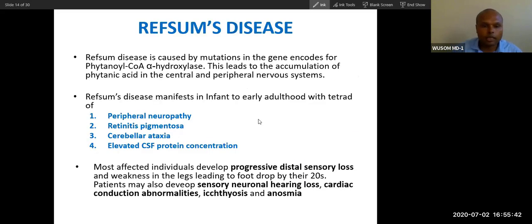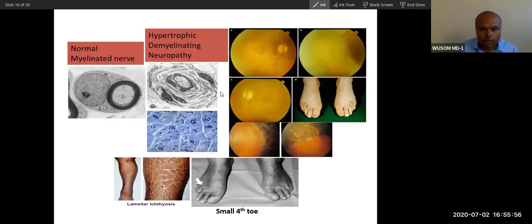Refsum disease is associated with peripheral neuropathy, retinitis pigmentosa, cerebellar ataxia, and elevated CSF protein. You can see these are the problems. You can see the patient has retinitis pigmentosa, lack of rod cells, and blindness. It will cause hypertrophic demyelination. This is a histological section. In the later stage, the patient will have this type of scaling of skin. The 4th toe is small, so this is also one feature.